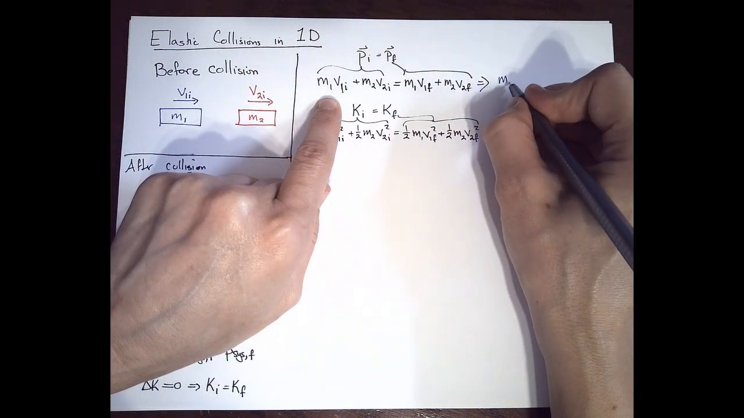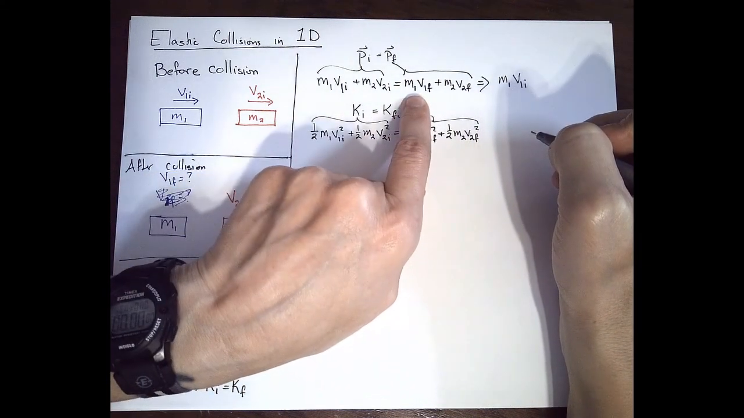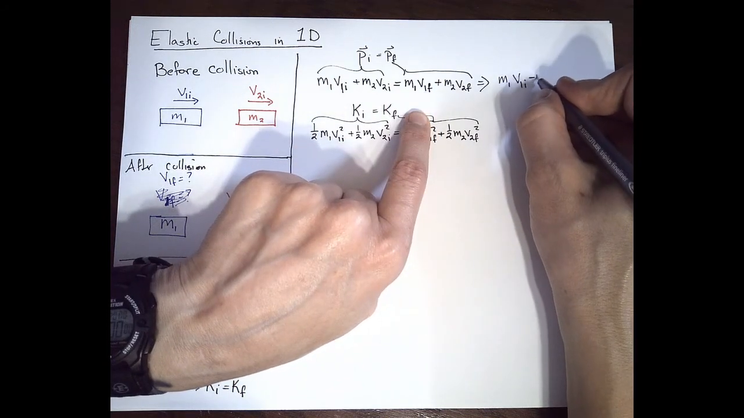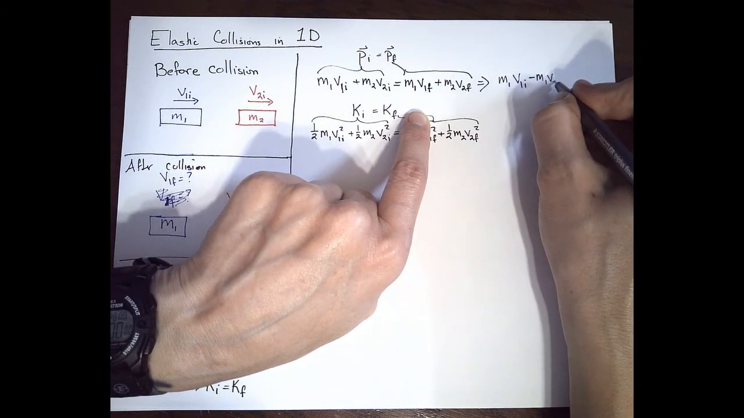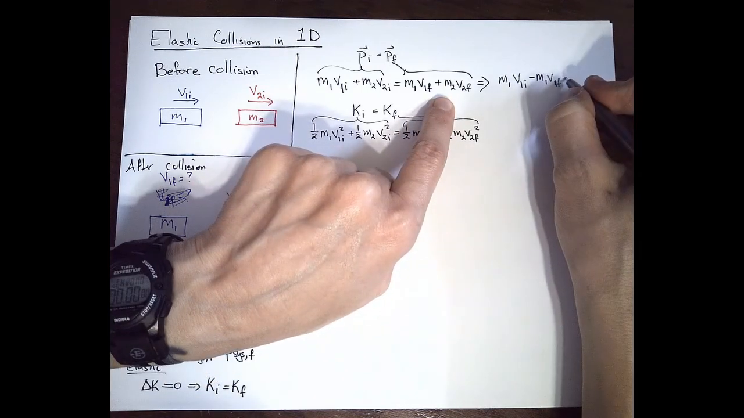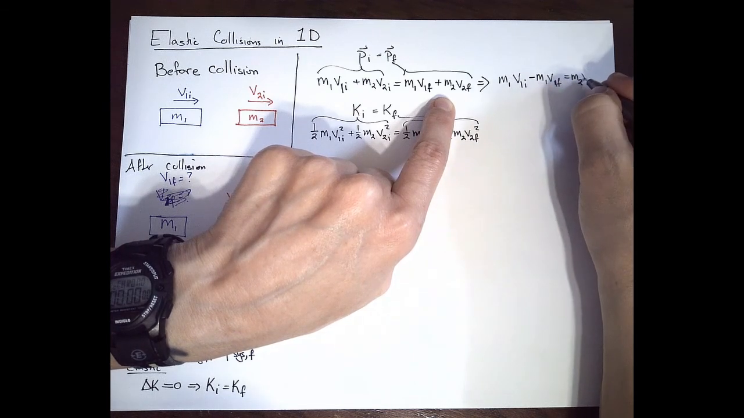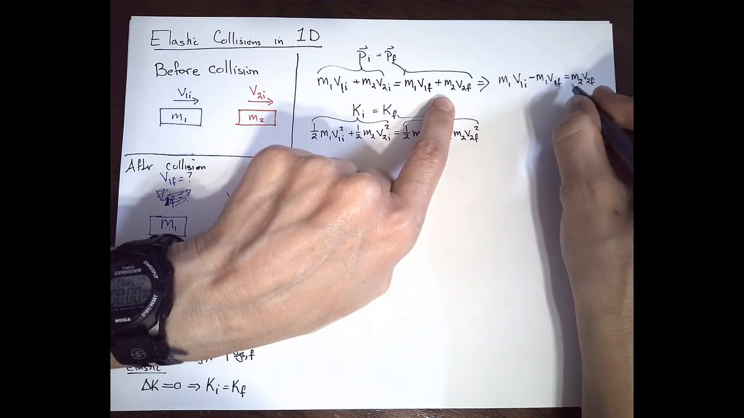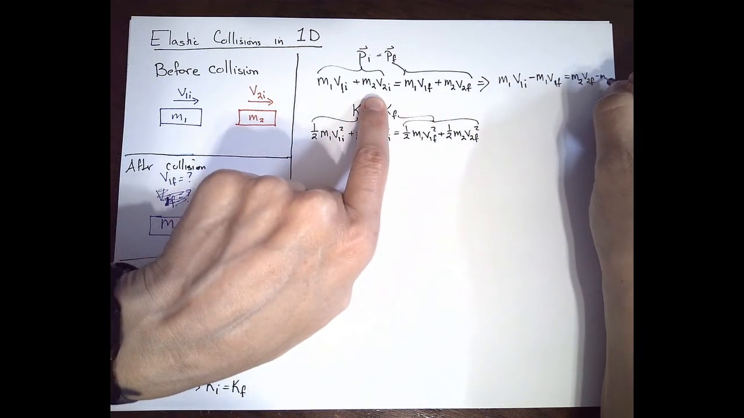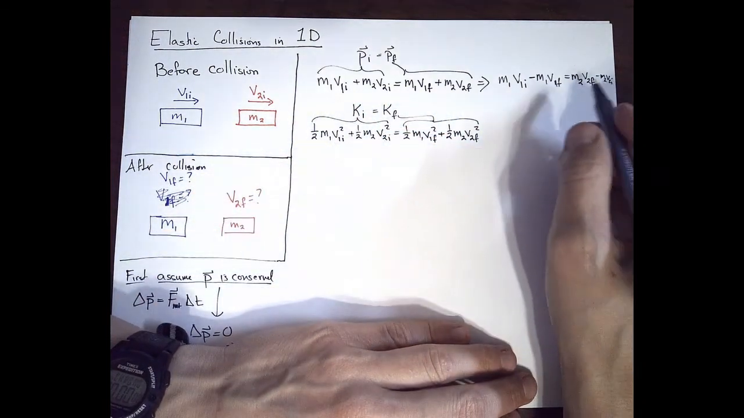I'll have mass 1 times v1I, and then I've got mass 1 information over here, so I'm going to move it to the other side of the equation. So it'll become negative mass 1 v1f, the final velocity. Then I'm going to do the same thing and move all of the m2 stuff over to the far side. So mass 2 v2f minus mass 2 v2I. Got a little close to the edge of the paper there, that's all right though.